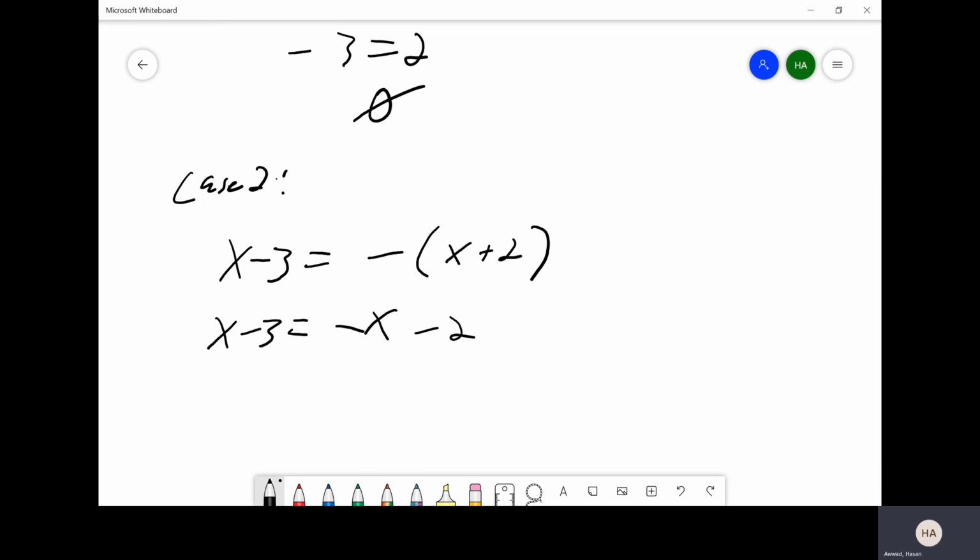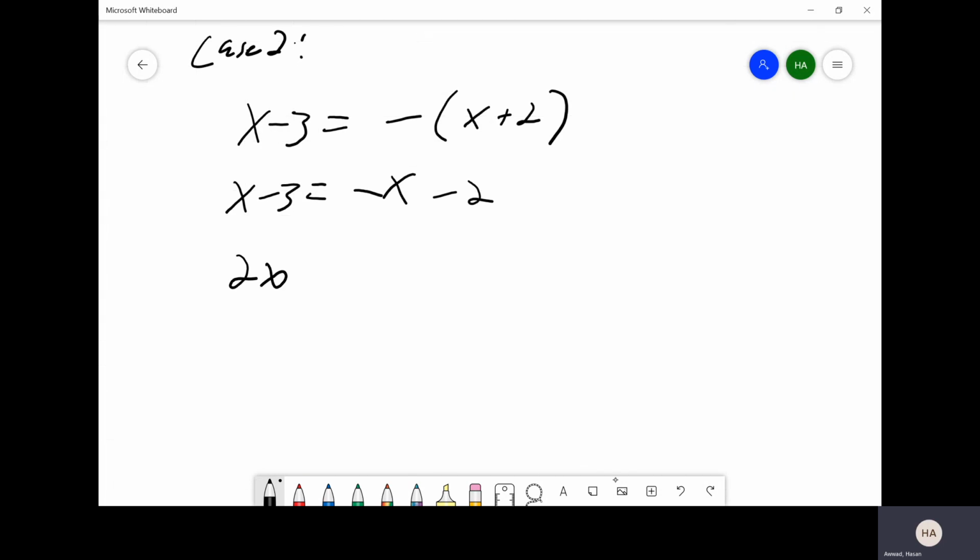And then in case 2, we get x minus 3 is equal to negative x minus 2. Adding x to both sides, we get 2x minus 3 is equal to negative 2. Add 3 to both sides, we get 2x is equal to positive 1, right? Negative 2 plus 3 gives me a positive 1. And then last but not least, x is equal to 1/2. And as you guys can see, we ended at the exact same solution, regardless of which absolute value you guys picked to remain the same.